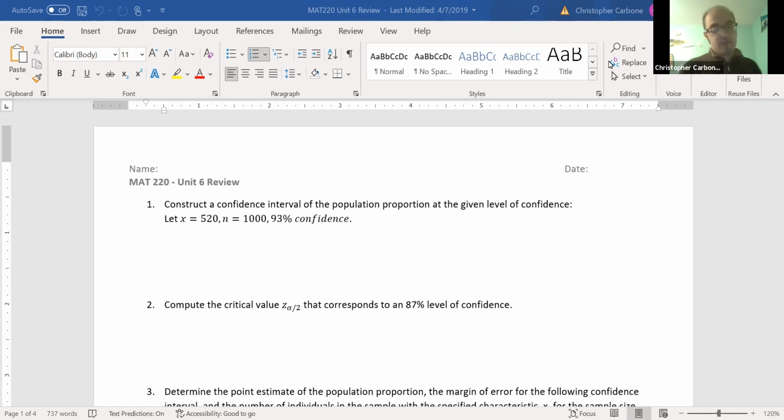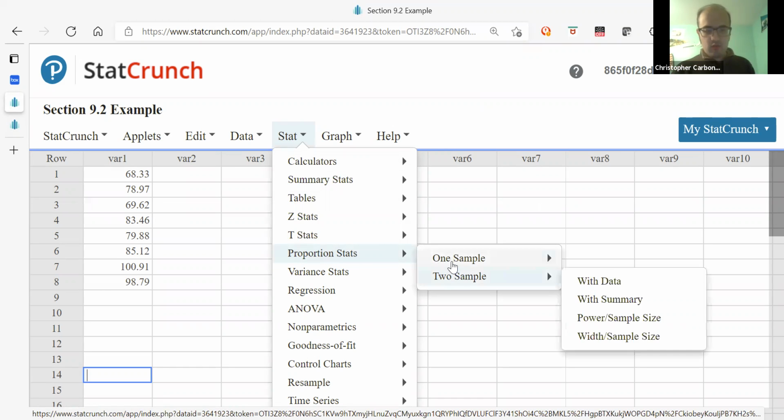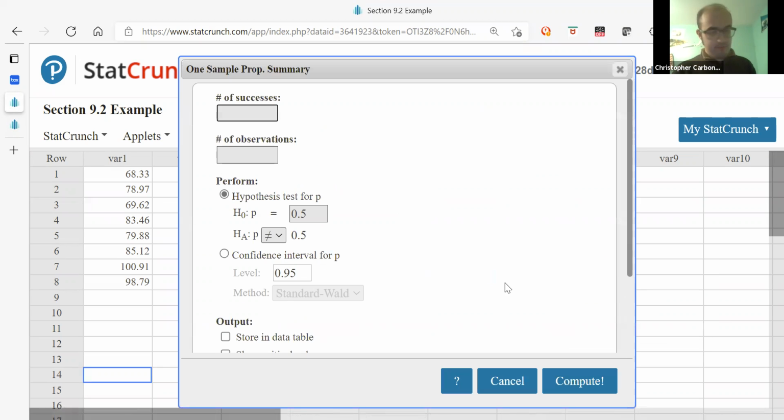So the first question I have here is to construct a confidence interval of the population proportion at the given level of confidence. So we want X here to be 520, N to be 1,000, and we have 93% confidence. To do this, we need to be in StatCrunch. We are going to go to Stat, Proportion Stats, one sample with summary. Number of successes we are going to use is 520. Number of observations of 1,000. And we have a confidence interval at the 93rd percent confidence.